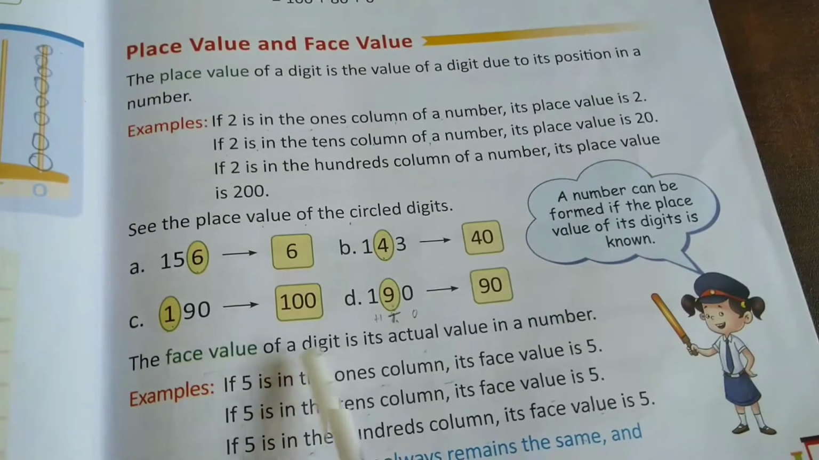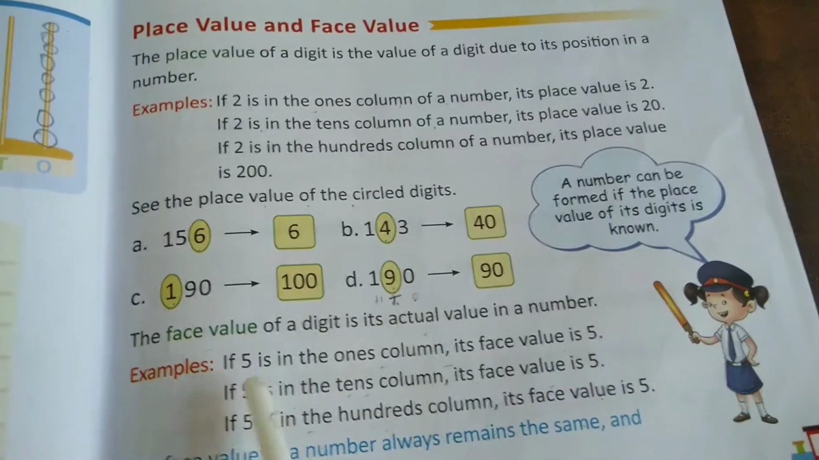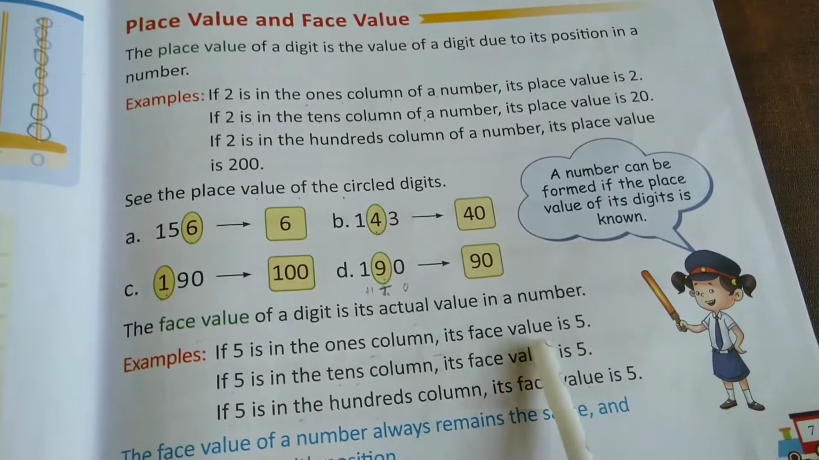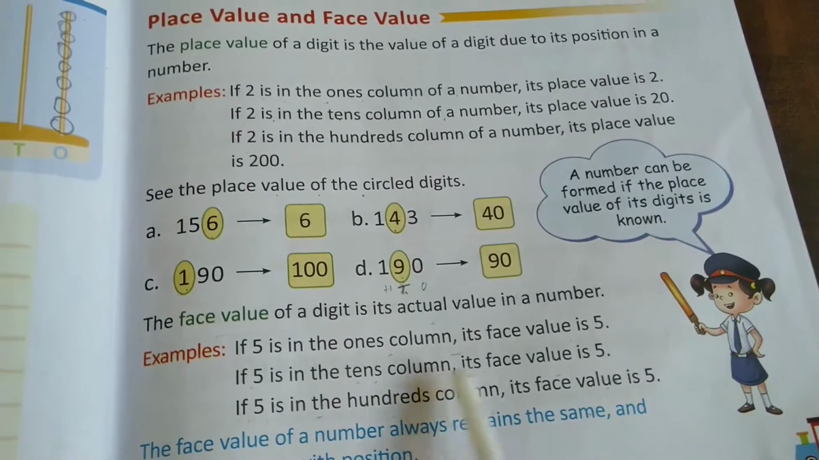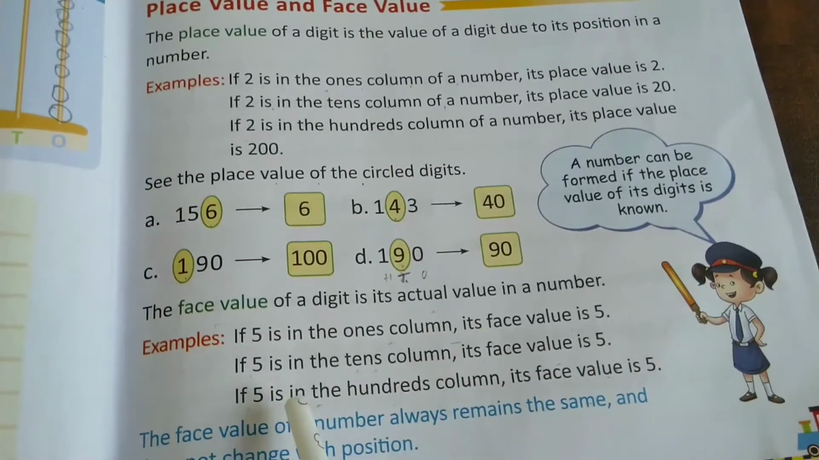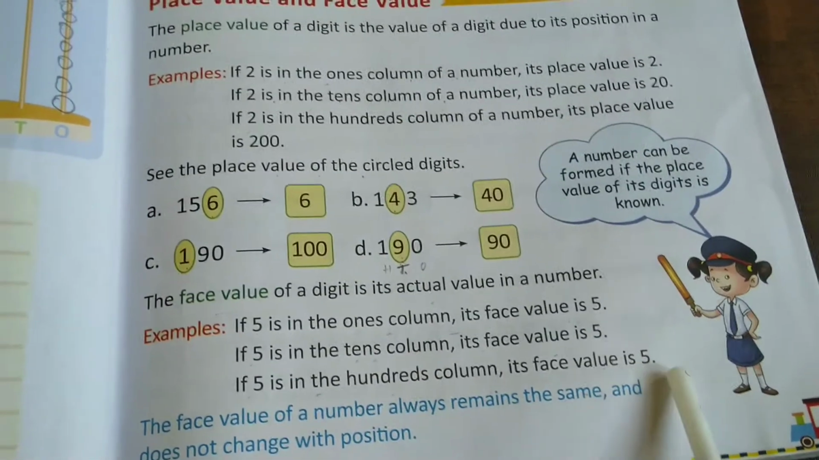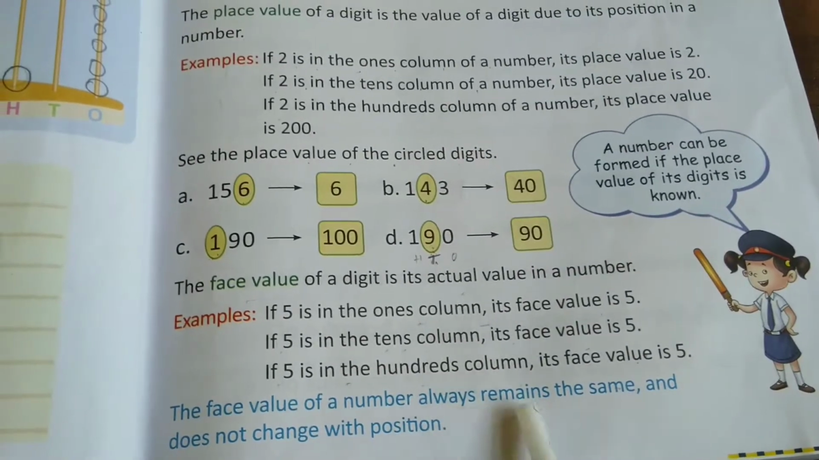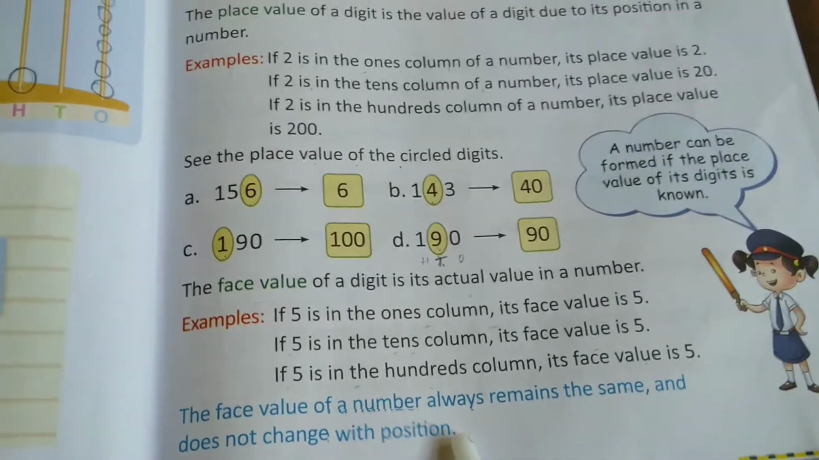The face value of a digit is its actual value in a number. If 5 is in the ones column, its face value is 5. If 5 is in the tens column, its face value is 5. If 5 is in the hundreds column, its face value is 5 itself. The face value of a number always remains the same and does not change with position.